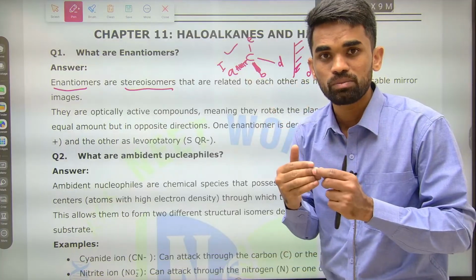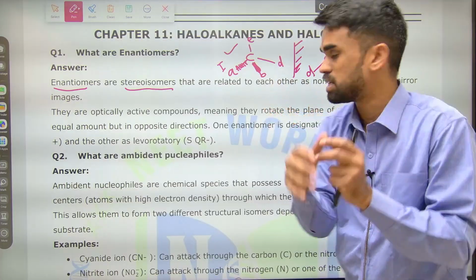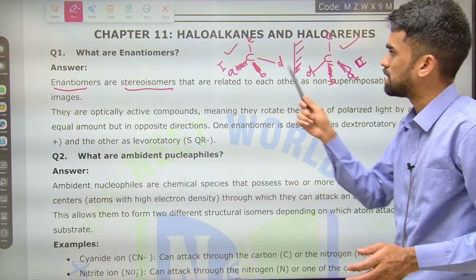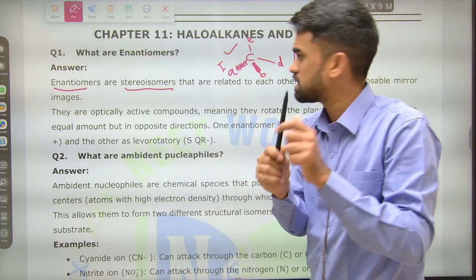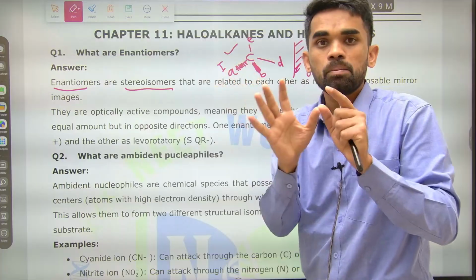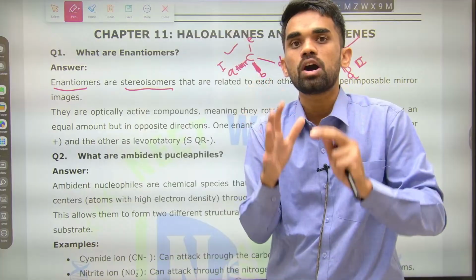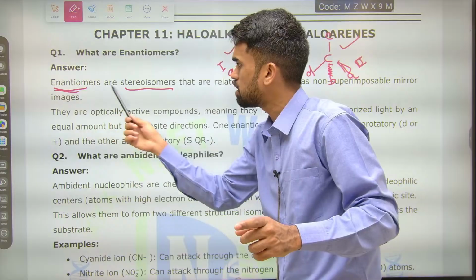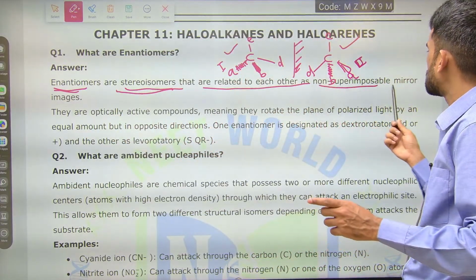What do we mean by stereoisomers? Isomers which differ in their spatial arrangement. In 3-dimensional space, B is above the plane, but here B is below the plane. Here A is below the plane, here A is above the plane. So this small difference is there. Bond connectivity, everything is the same, but they differ in their 3-dimensional spatial arrangement, so you should call them stereoisomers. Now read again: enantiomers are stereoisomers which are related to each other as non-superimposable mirror images.